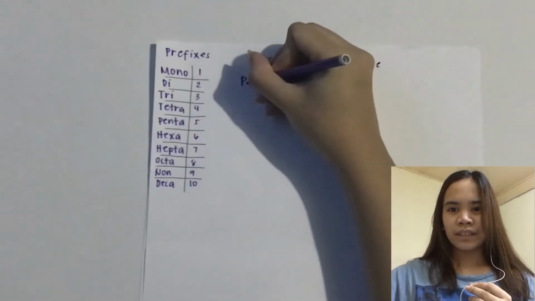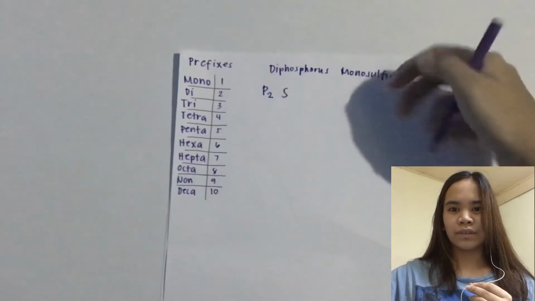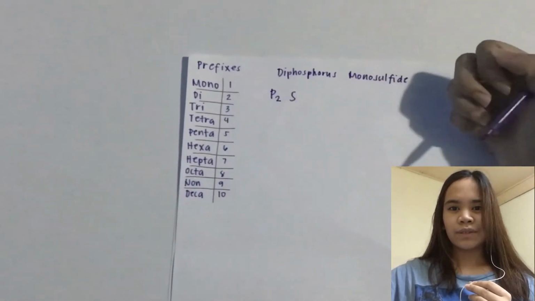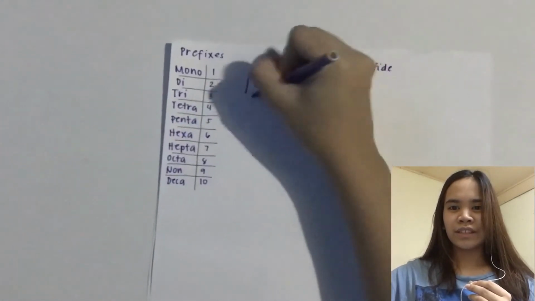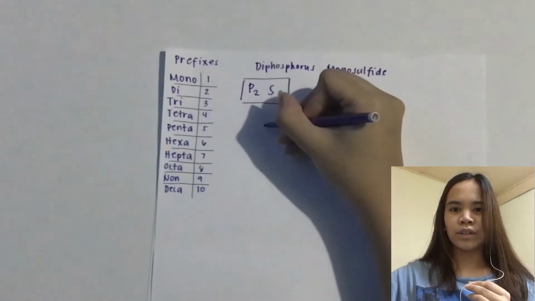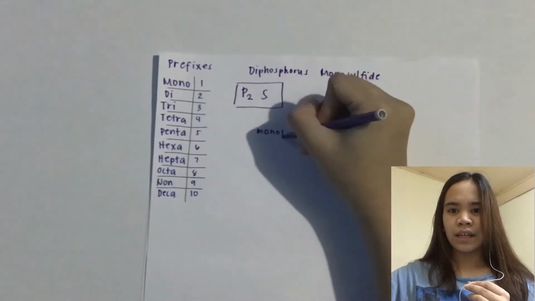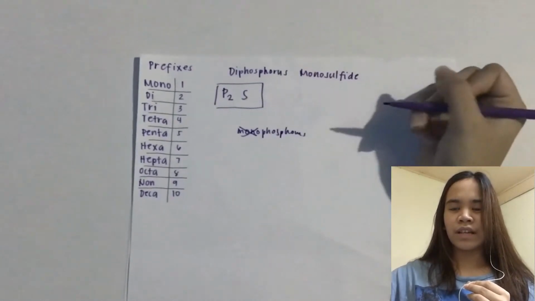Since phosphorus has a prefix of di, write 2 as a subscript of phosphorus. While the prefix of sulfur is mono, it means 1. Remember, don't write a subscript of 1. The chemical formula of diphosphorus monosulfide is P2S. Additional note, you don't have to put mono on the first element.